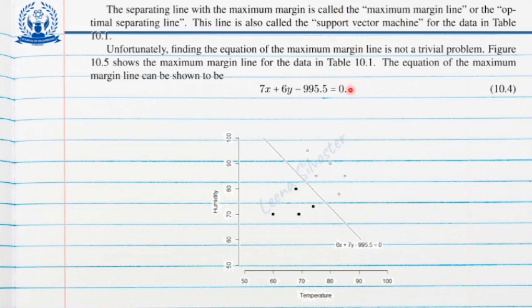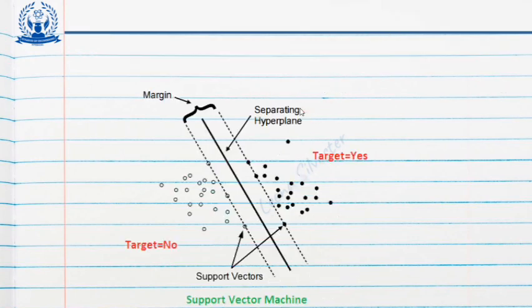So here we got another line, with equation 7x plus 6y minus 595. This is the margin. Margin means that we have a separating line, the hyperplane, and we have to draw two lines parallel to the hyperplane. These lines must pass through these points, and these points are known as support vectors. So we have two classes, target equal to yes and target equal to no.